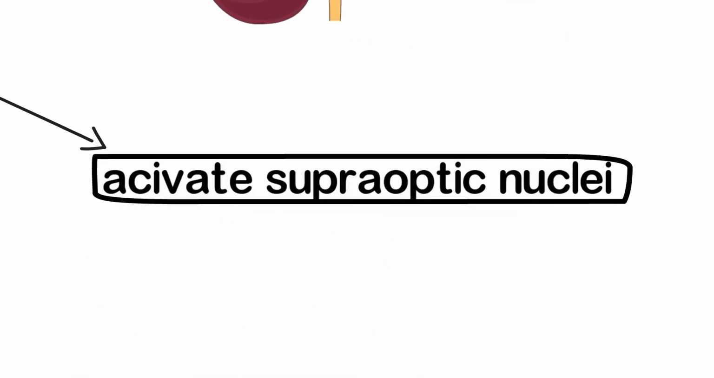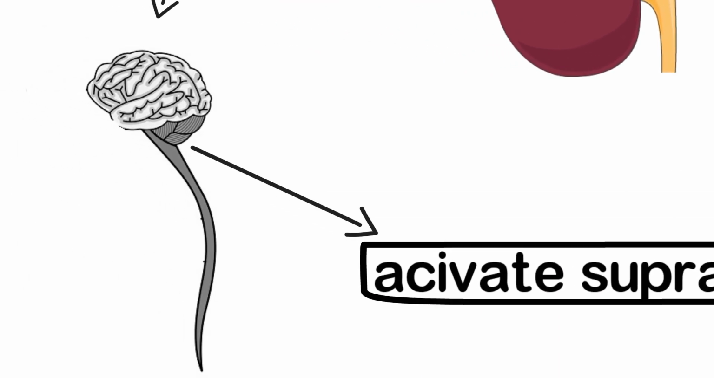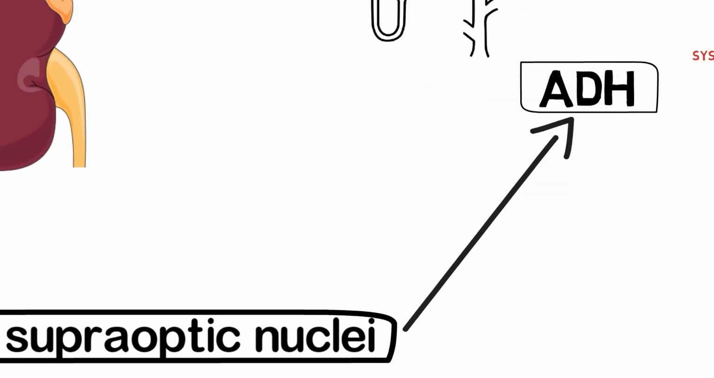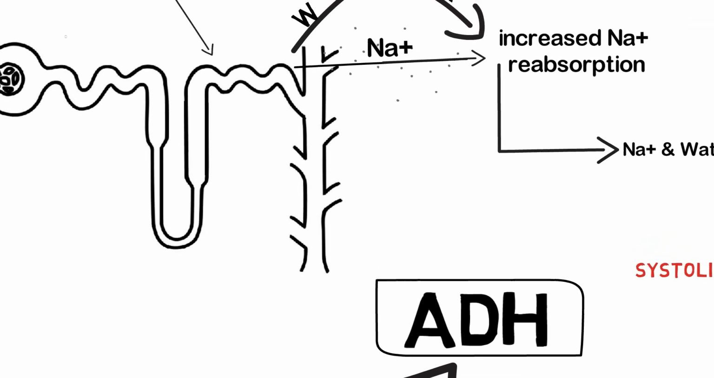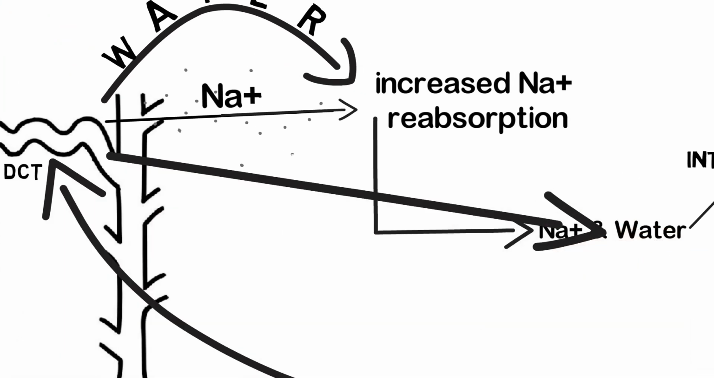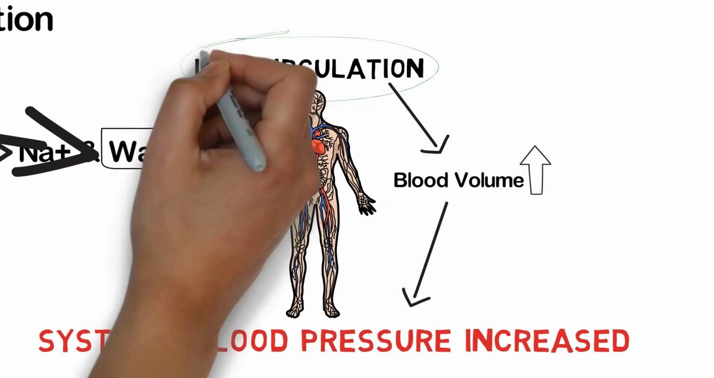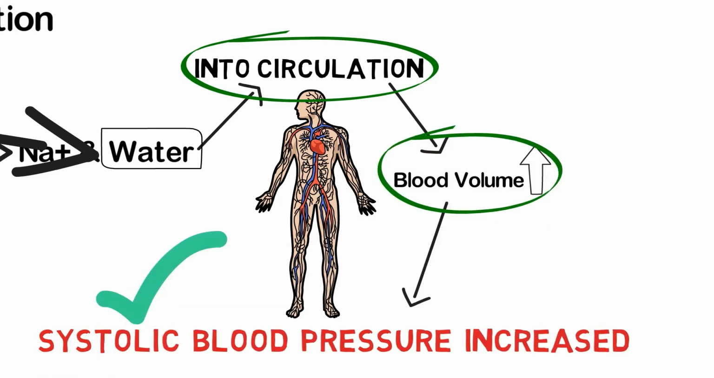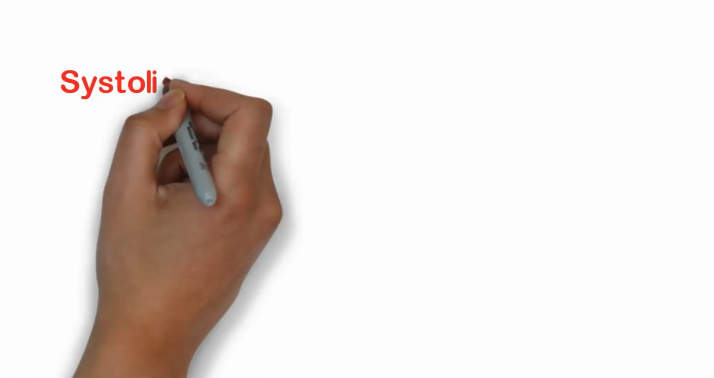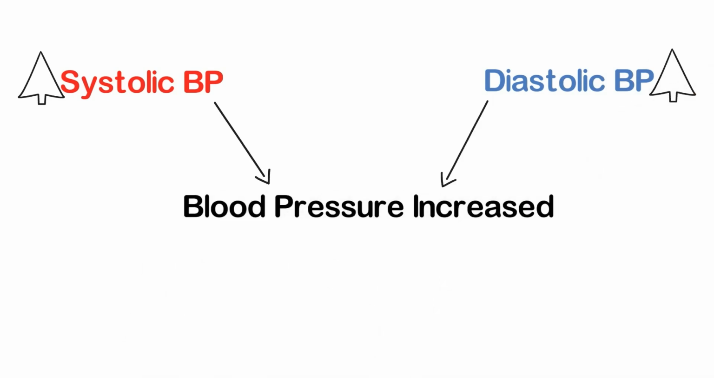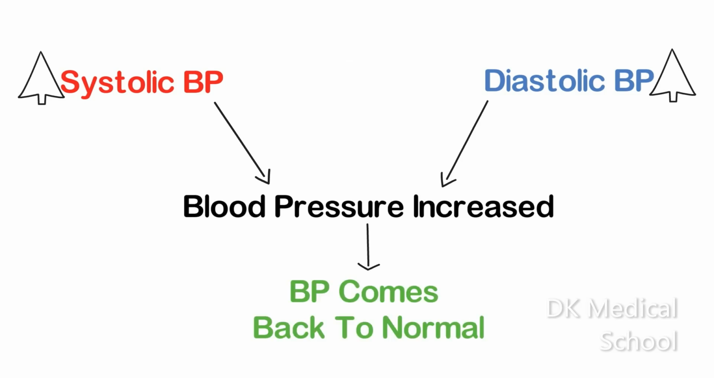Angiotensin II can also activate the supraoptic nuclei in our central nervous system, which causes the release of antidiuretic hormone from our pituitary gland. This antidiuretic hormone works on the distal convoluted tubule and increases the reabsorption of water into blood, and again increases the systolic blood pressure. Now we have both our systolic and diastolic blood pressure increased, which ultimately increases the total blood pressure and makes it come back to normal.